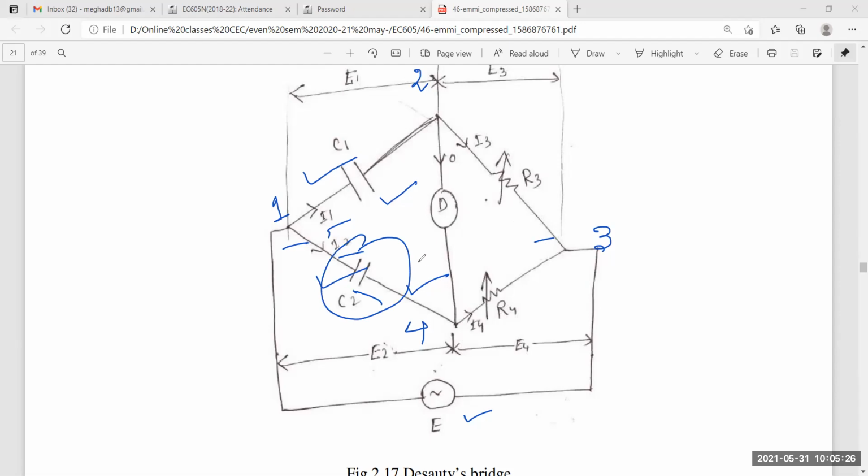That means the C1 value is not known to us, but the C2 value is known to us. So we need to derive the expression for the capacitor C1, whose value is unknown, in terms of the standard capacitor and the resistors. So you can tell me what will happen in the balance condition if we try to balance this. According to me, I will get something. Wait.